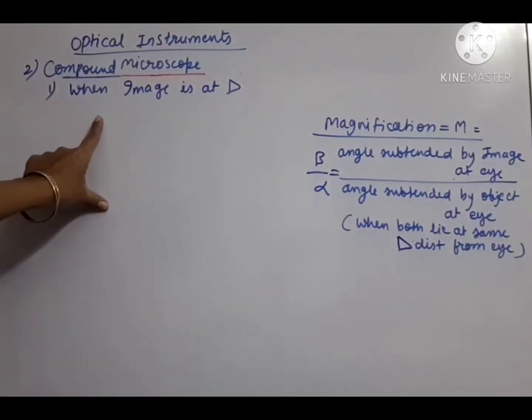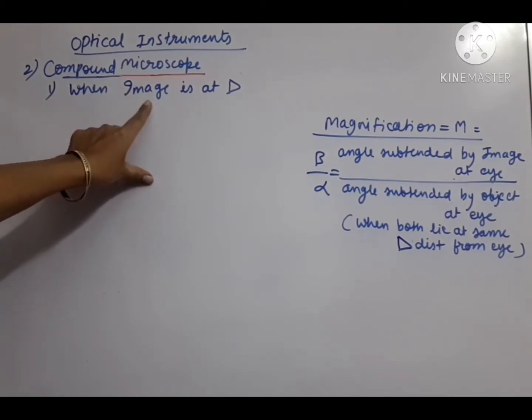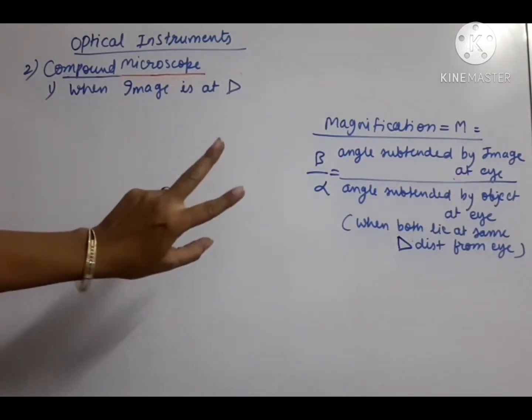Okay, students, now compound microscope we should start. Its first case is when the image is at distance d. Now we will be drawing the ray diagram. So for image at d and for image at infinity, two cases are there.